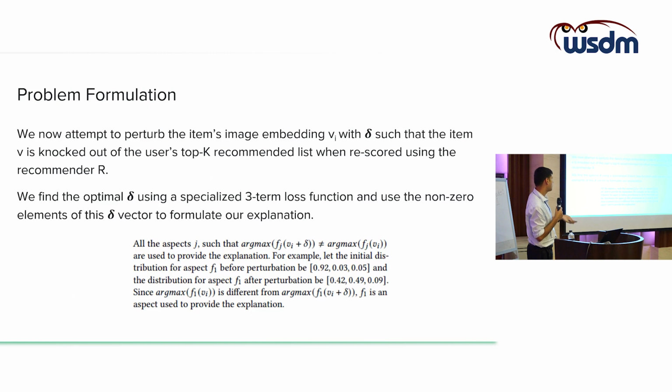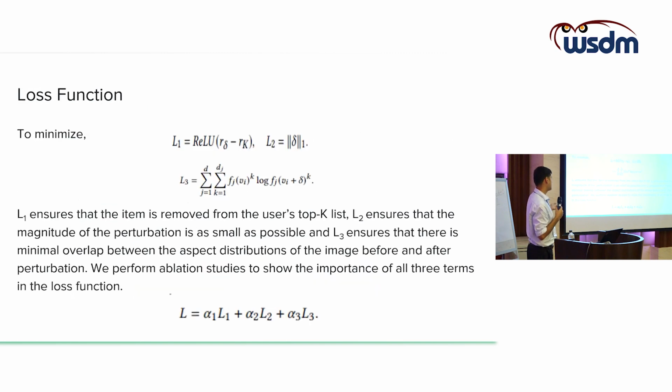So now I will put this in my explanation: if the color had been yellow, it would not have been recommended to you. So this loss function that we have is a 3-term loss function, which is trying to minimize a collection of things.